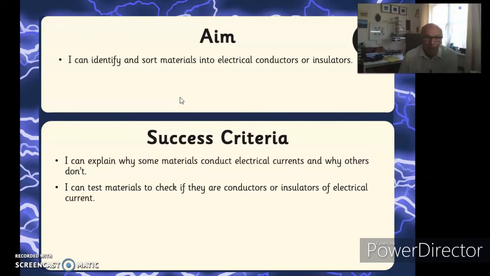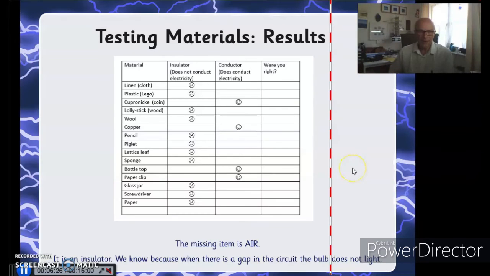Hopefully now you can identify which materials are electrical conductors and which materials are insulators, and you can sort them accordingly. Hopefully you can also explain why they conduct electrical currents, but don't worry too much if you can't remember the scientific explanation completely. And here's the results.